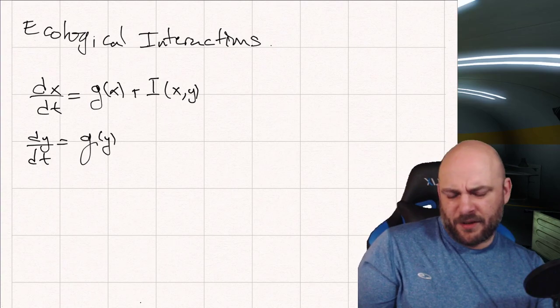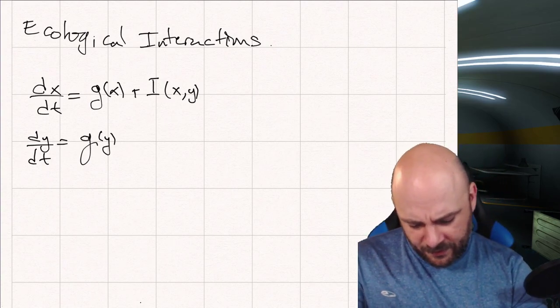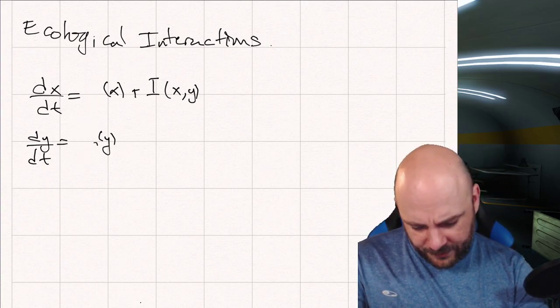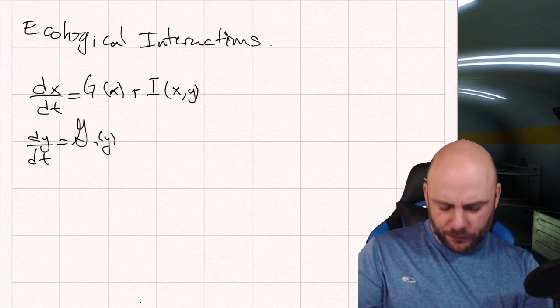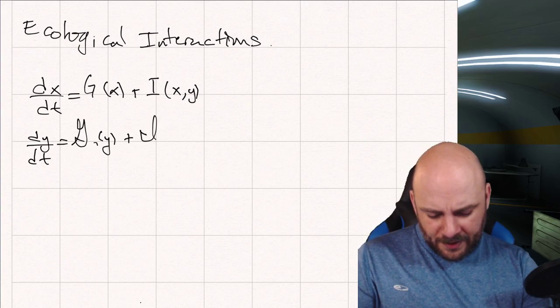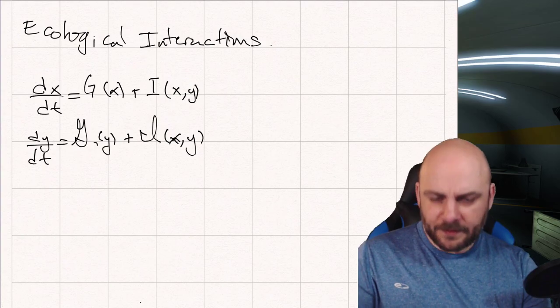I'm trying to write in cursive here. I don't know why I chose lowercase letters. Let me fix that to really drive it home that they're different. Here's g. There's g. Cool. And then they also have their own interaction function of how they interact with the other species.